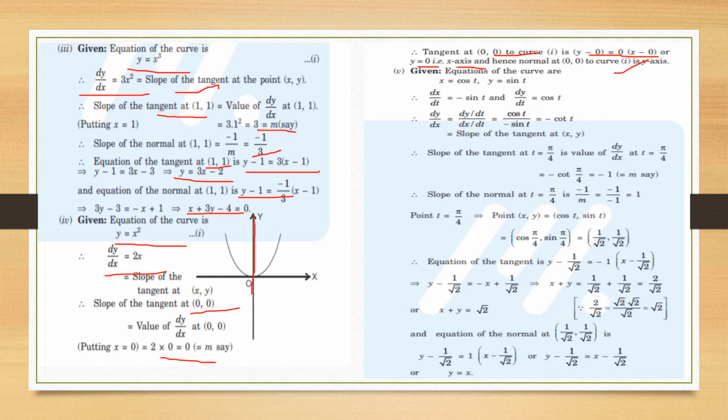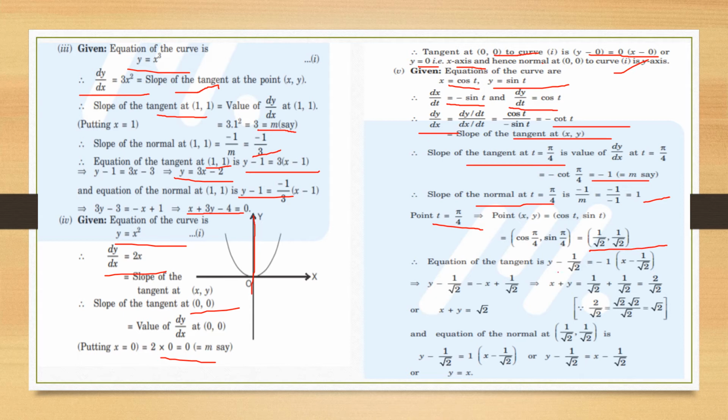Okay. Now number 5 is equation of curve is x equal to cos t, y equal to sin t. So again parametric form, dx by dt, dy by dt and dy by dx we can get by dividing. So it is minus cot t, which is the slope of tangent at the point xy. Now slope of tangent at t equal to pi by 4, I can check here by putting t as pi by 4 in minus cot t, that is minus 1. Okay. So slope of normal is minus 1 upon minus 1, that is 1. Now t equal to pi by 4, so I can calculate x as cos t, y as sin t. The point is cos pi by 4, sin pi by 4. So it is 1 by root 2, 1 by root 2.